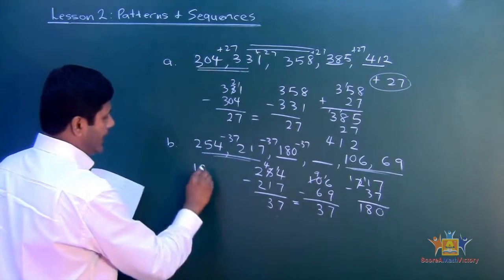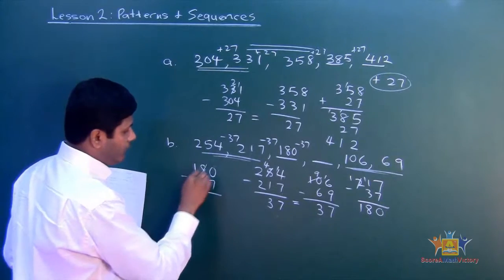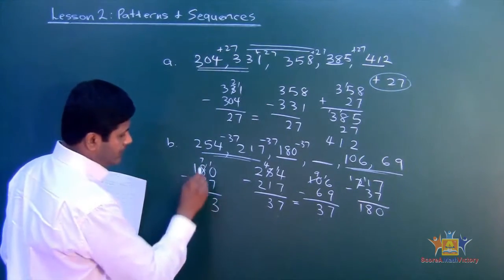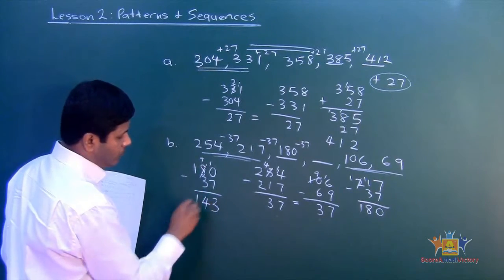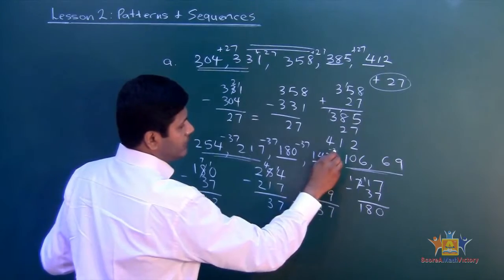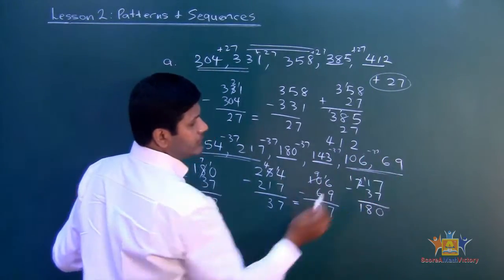So I take 180 minus 37. 0 minus 7, I can't. Borrow from 8. 8 becomes 7. 10 minus 7 is 3. 7 minus 3 is 4. Bring the 1 down. So it's 143. And minus 37 will give me 106. Minus 37 gives me 69.